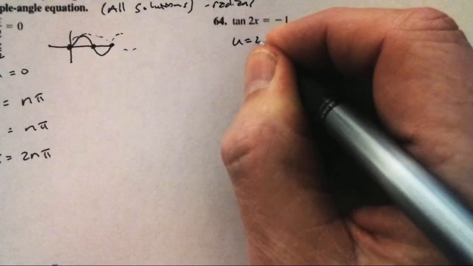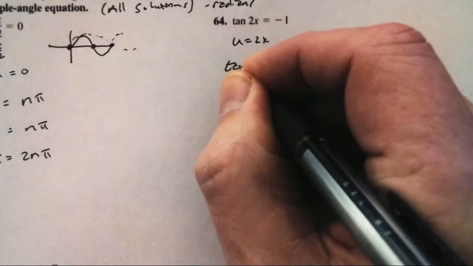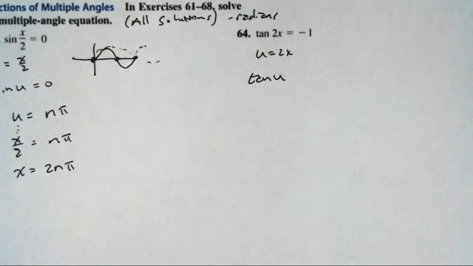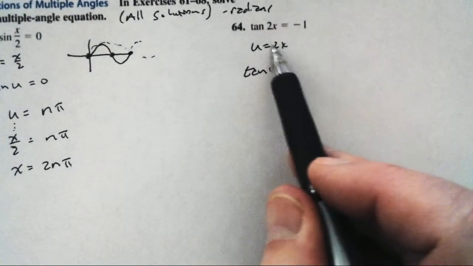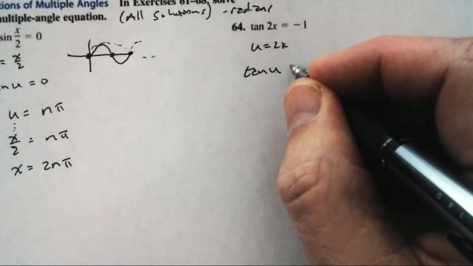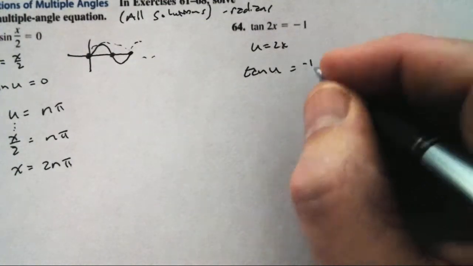So if I call u 2x here, then I'm just going to deal with tangent of u. And you may ask, why do we use u? It is just very, very common. In fact, there are rules in calculus called u substitution. We just put u in for something just to get a more convenient argument here. So u takes the place of 2x. So tangent of u equals negative 1.